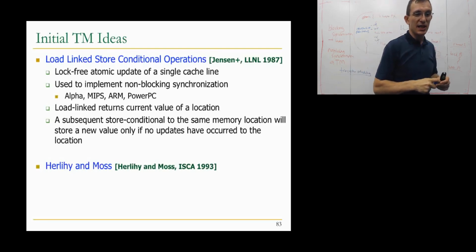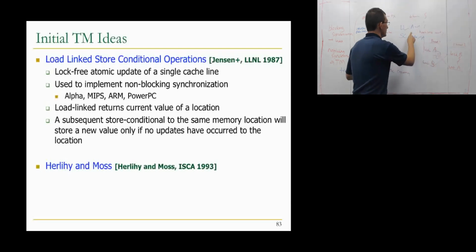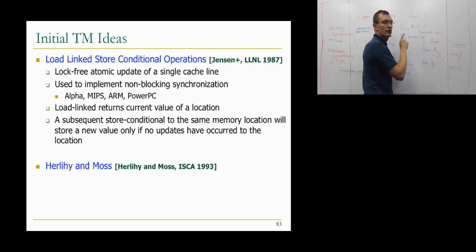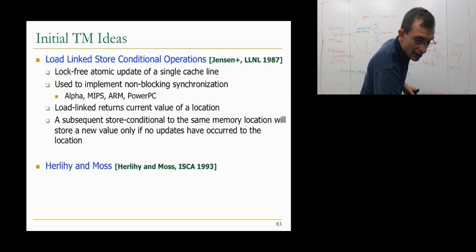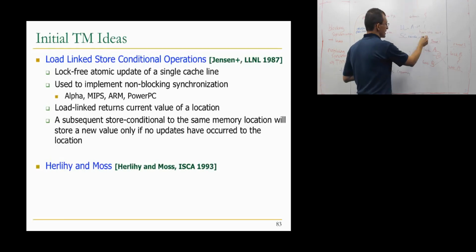And this basically ensures that if someone has updated the memory location A between this load and store, you figure that out, right? Because this store doesn't succeed if someone has updated. Now you can check whether the store succeeds. I've butchered the semantics over here, but you can check if the store succeeds, and if the store doesn't succeed, you can keep doing this.